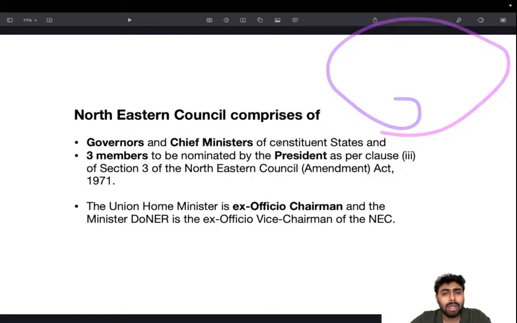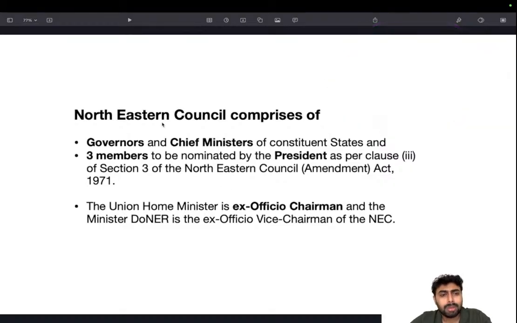Moving on. I'll just brief it, because the Northeastern Council comprises the governors and chief ministers of the constituent states, and 3 members to be nominated by the president. Other than the governors and chief ministers of the 8 states, 3 members are nominated by the president, and the Union Home Minister is the ex officio chairman. The Minister of DoNER, that is the Department of Development of Northeastern Region, is the ex officio vice chairman of the Northeastern Council. So just have an idea of the ex officio vice chairman and chairperson.